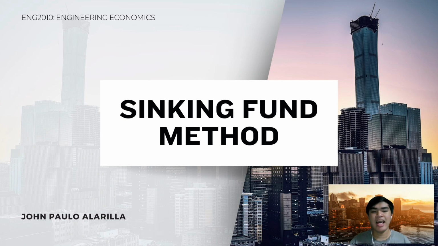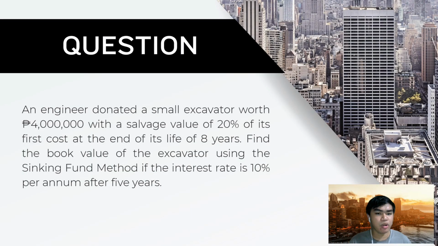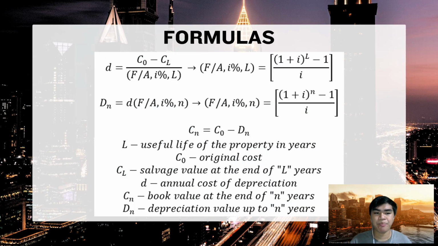Now that we're ready, here's our word problem for today. An engineer donated a small excavator worth 4 million pesos with a salvage value of 20% of its first cost at the end of its life of 8 years. Find the book value of the excavator using the sinking fund method if the interest rate is 10% per annum after 5 years. Seems wordy, but don't worry, let's dissect each part to solve it.